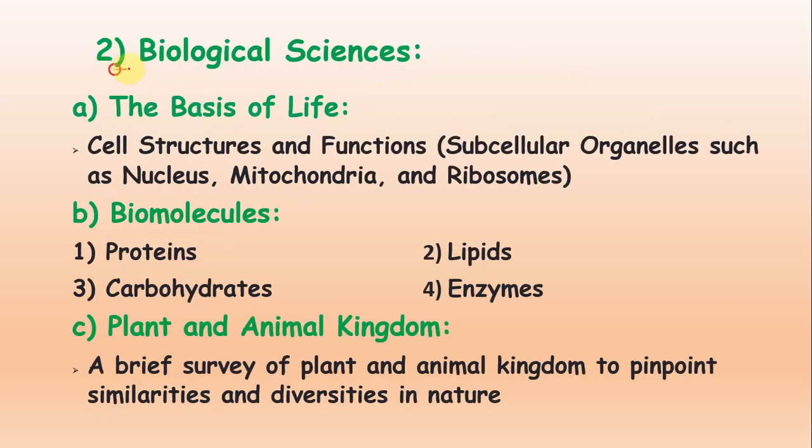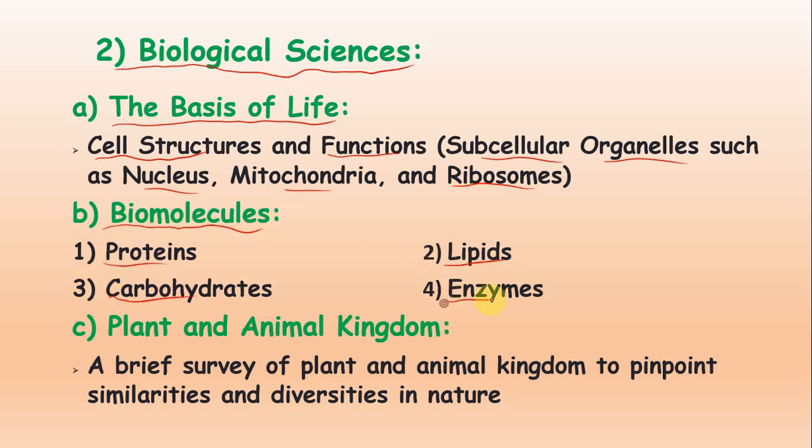Now the second portion is related to biological science, the biology portion. A is the basis of life. In the basis of life, we will discuss these topics: cell structures and functions, subcellular organelles such as nucleus, mitochondria, ribosomes. In this we will differentiate between plant cell and animal cell, and what organelles are present in plant cell or animal cell. Then we will discuss the biomolecules like proteins, lipids, carbohydrates, and enzymes.